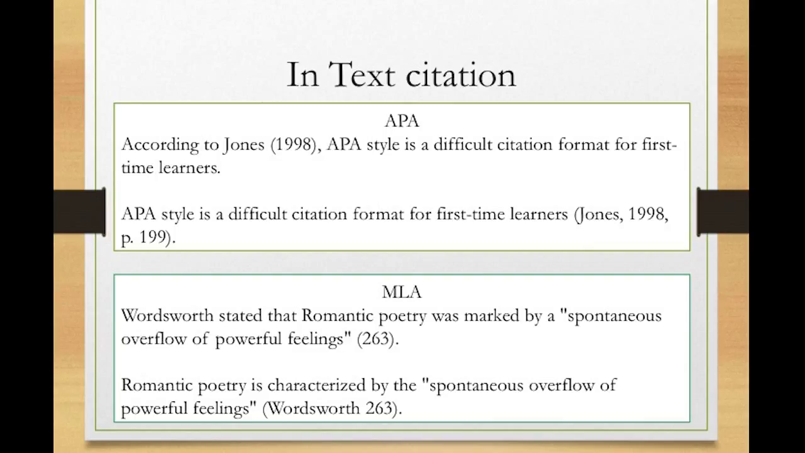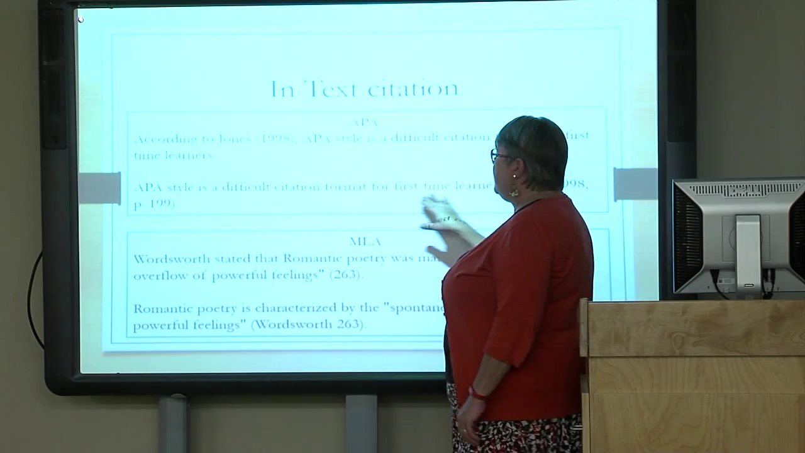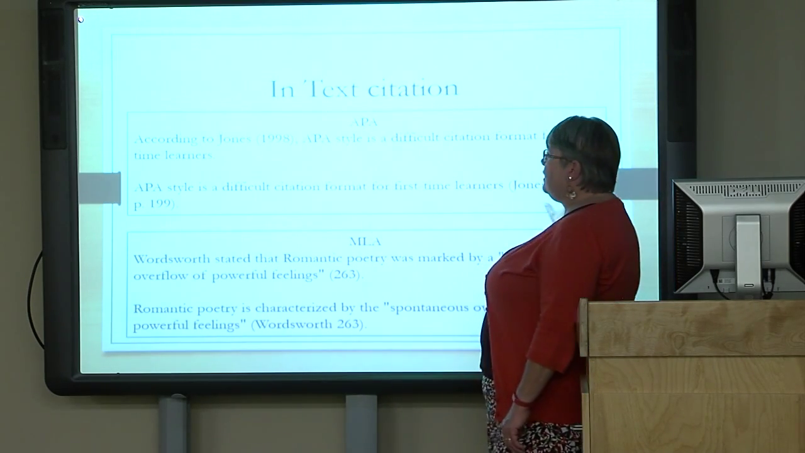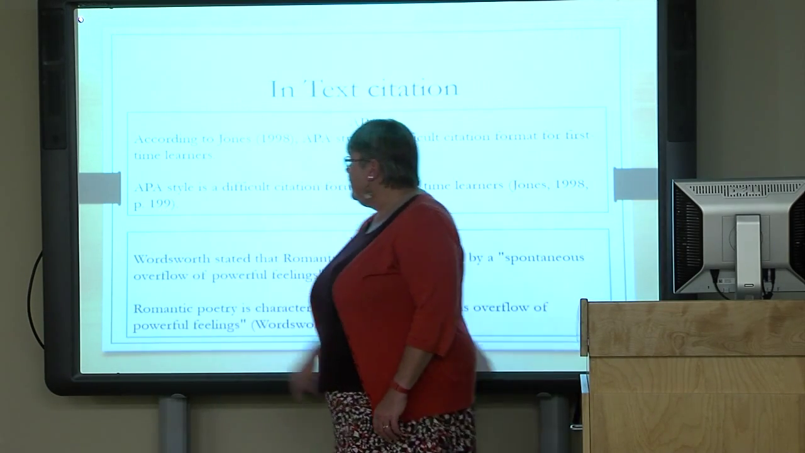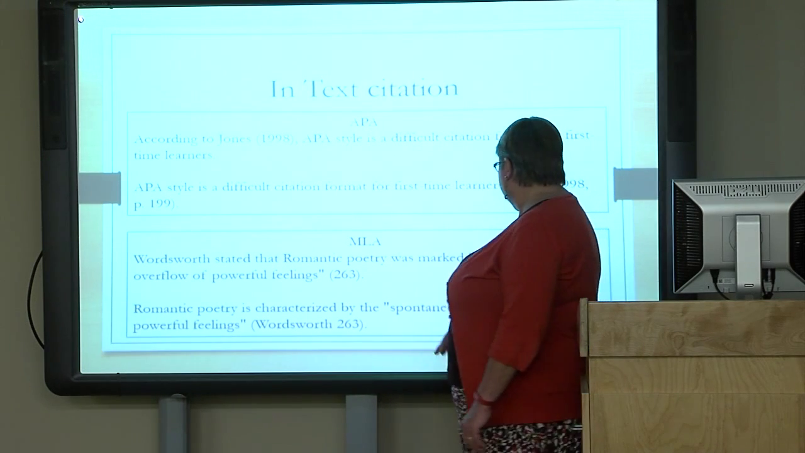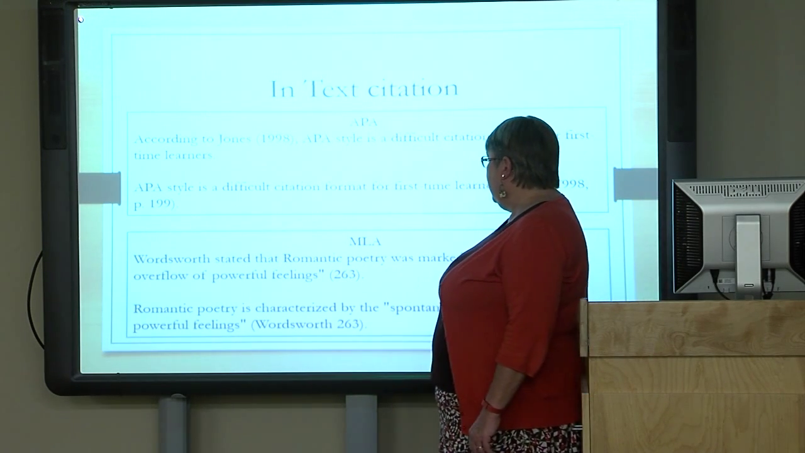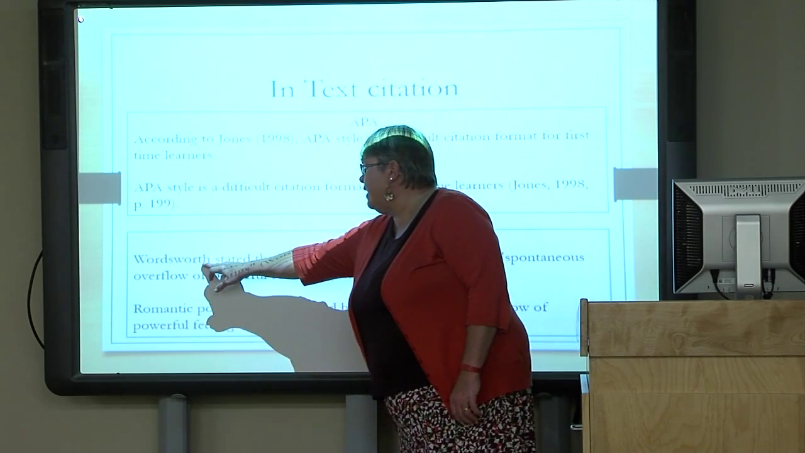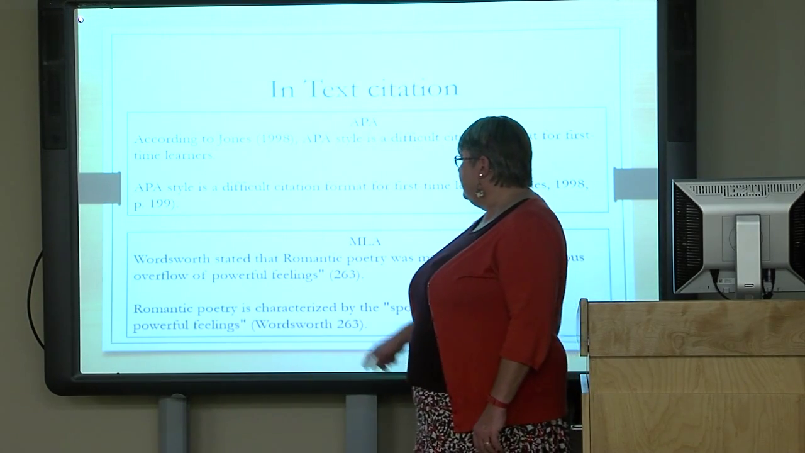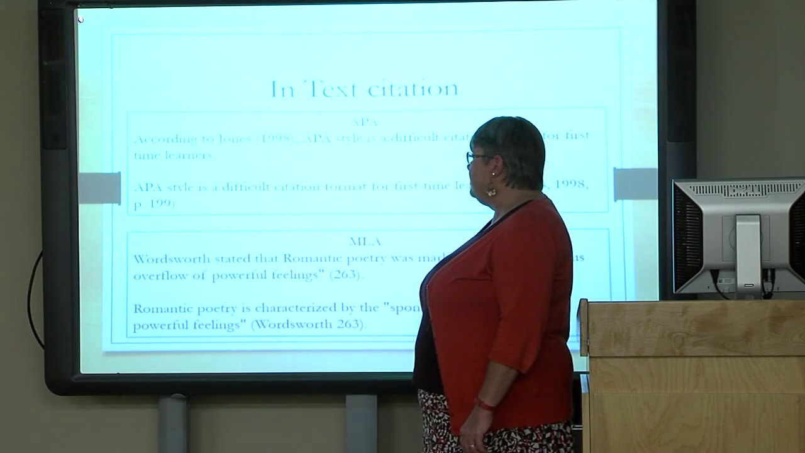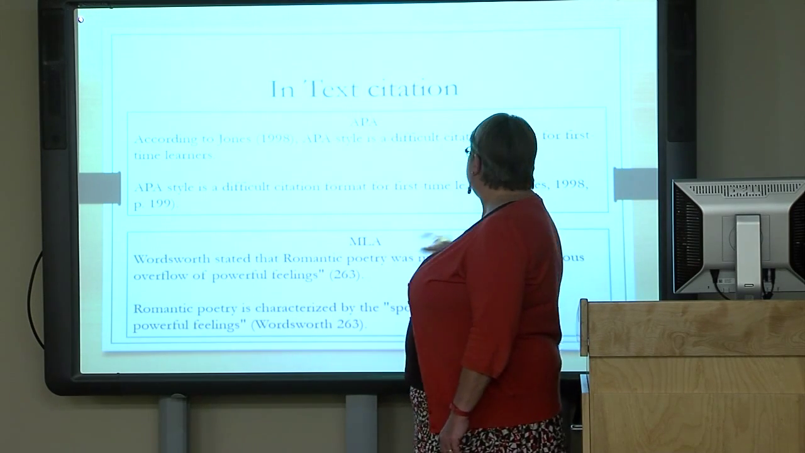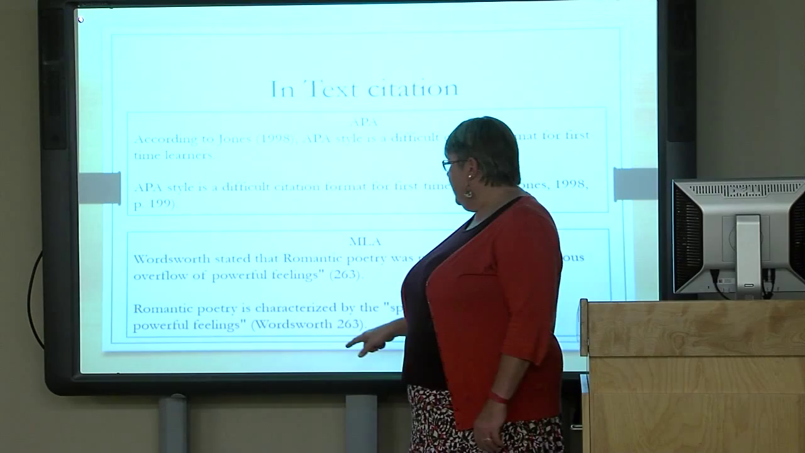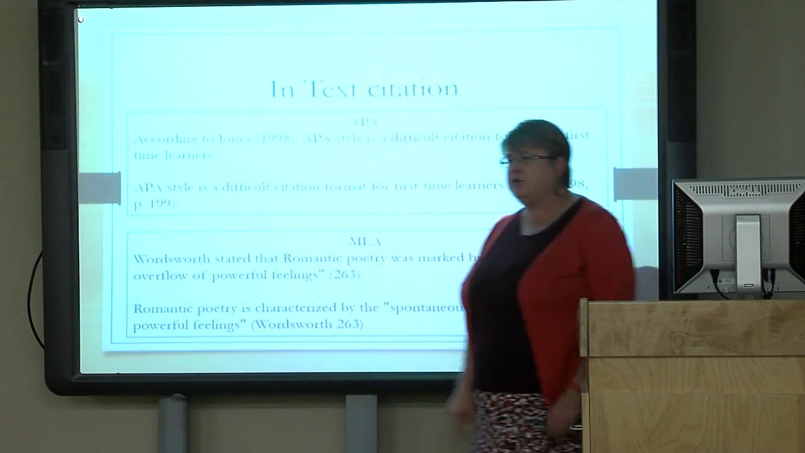Then I show you how to do in-text citations. With APA, if you use the name, you say according to Jones, and then you do the year. If you don't use the name in the text, then you put the year, the date, and the page at the end. With MLA, you just use the page if you use the name in the text; otherwise you do the name and just the page without the date. APA uses name and date. MLA just uses name and page.